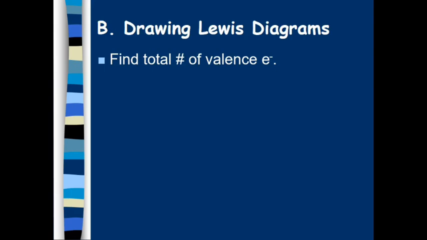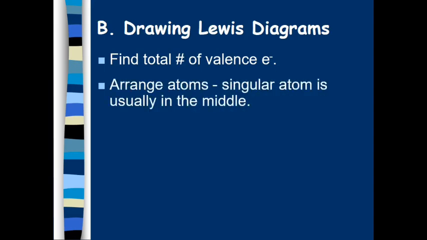So once you find that total, which is the single most critical step, when people mess up, they usually mess up with step 1. We then go to step 2, arrange your atoms. Singular atoms typically go in the middle. If you have carbon in your compound, it is always going in the middle. Carbon is the backbone of organic chemistry.